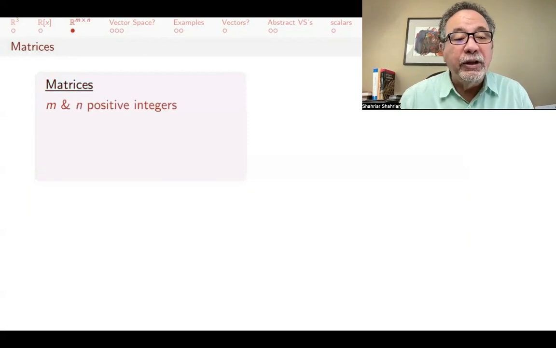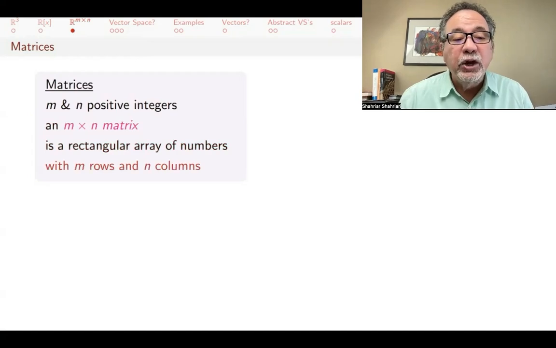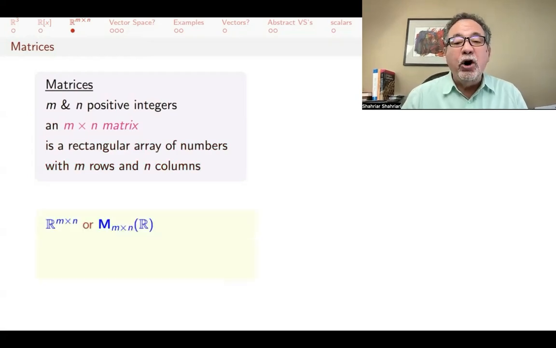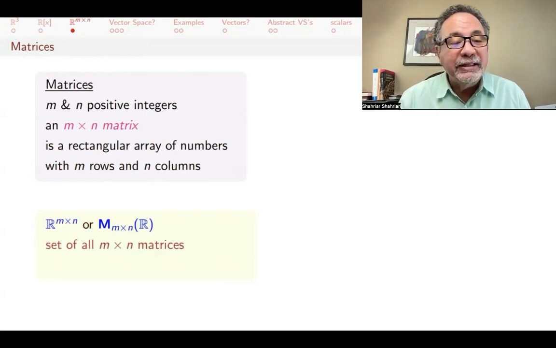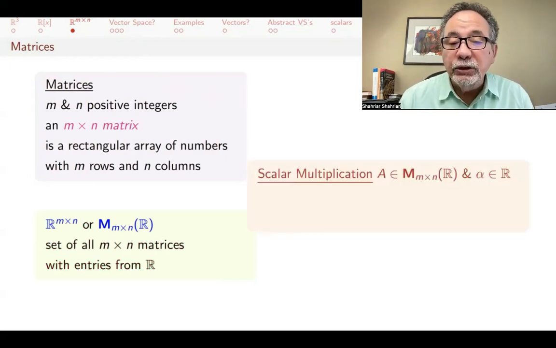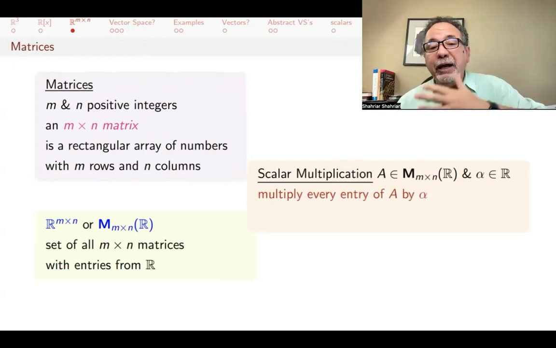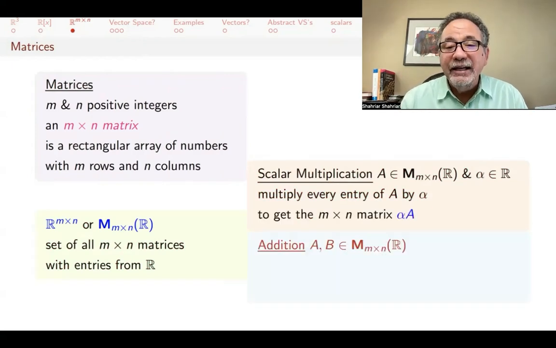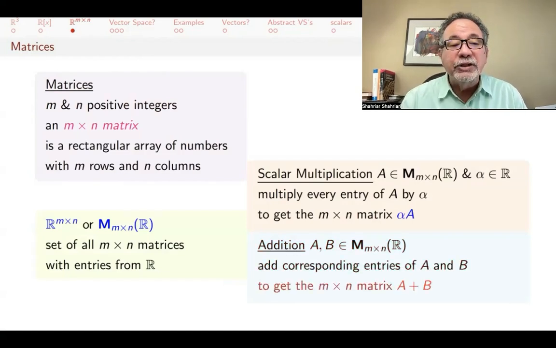Matrices are another example. If m and n are positive integers, an m by n matrix is a rectangular array of numbers with m rows and n columns. R to the m times n, or M sub m by n of R, is the set of all m by n matrices with entries from R. Again, we can multiply those by scalars. How do you multiply a matrix by a scalar? You take a real number and multiply it by every entry. You can also add two matrices that are of the same size, and you do that by adding the corresponding entries. Again, I have a whole video on matrices and the notation about them, so watch that if you're not familiar with them.